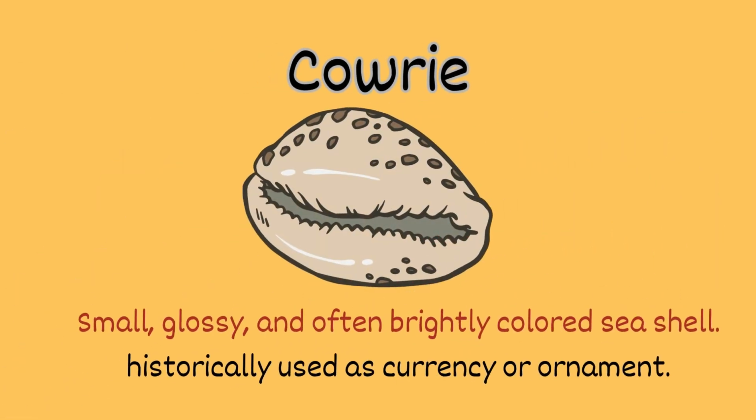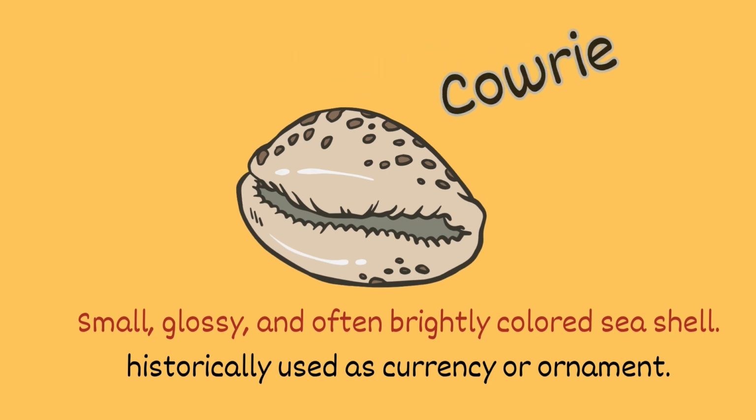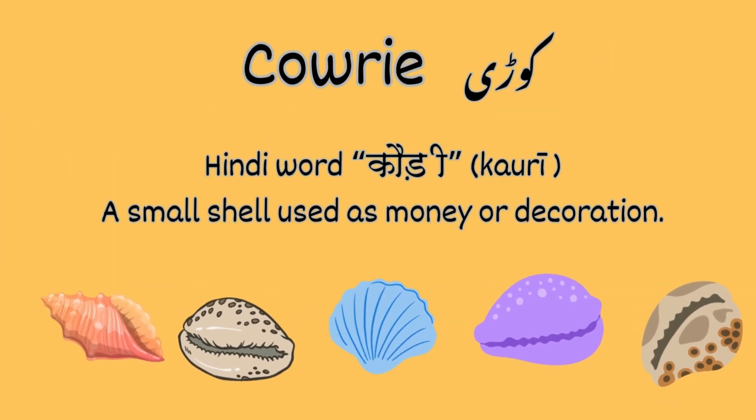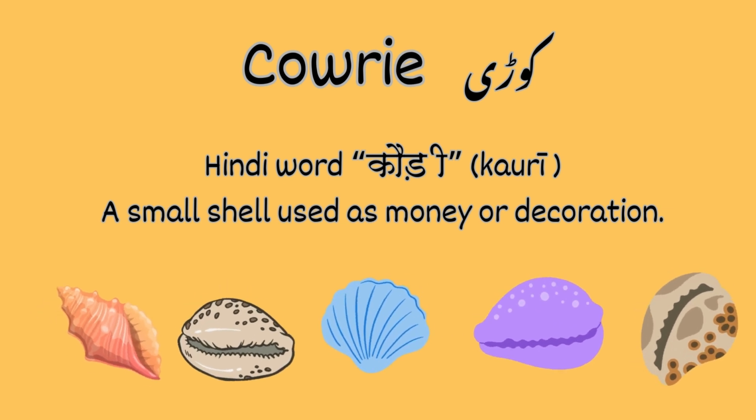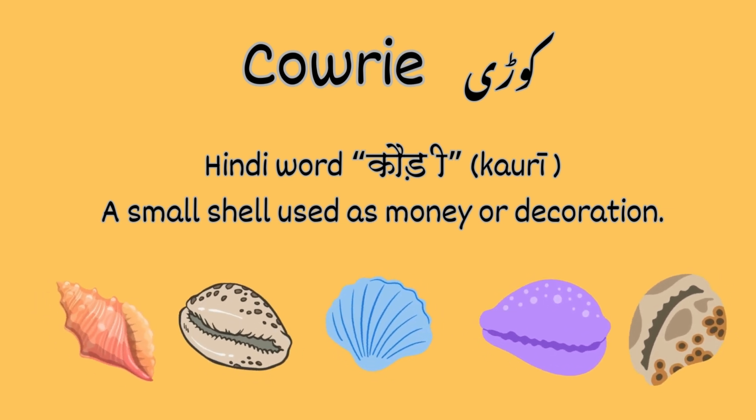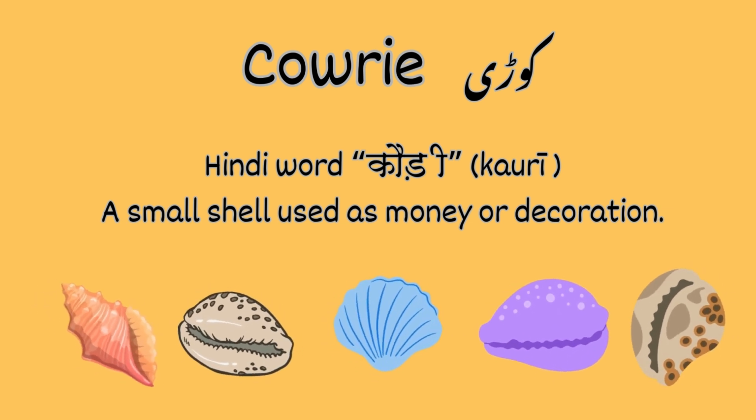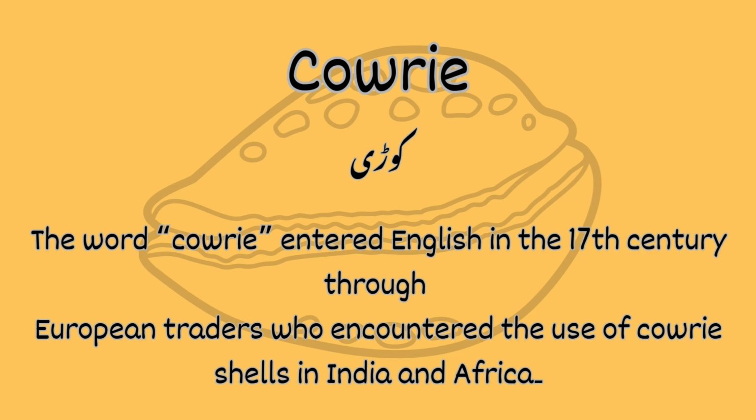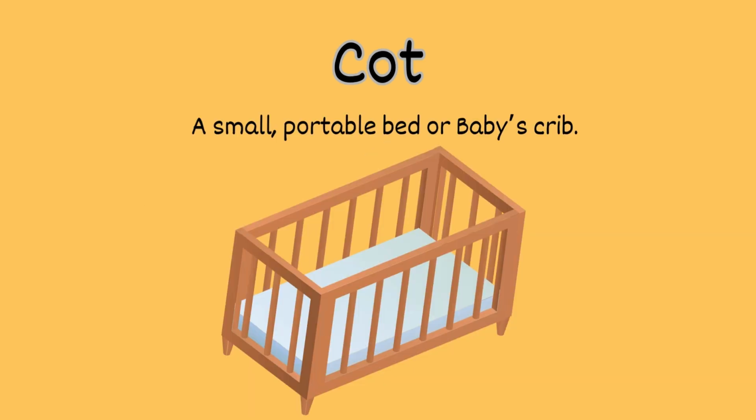Cowrie. In English, a cowrie is a small, glossy, and often brightly colored seashell, historically used as a currency or ornament. It comes from the Hindi word kauri, which also means a small shell used as money or decoration. The word cowrie came into English in the 17th century through European traders who encountered the use of cowrie shells in India and Africa.